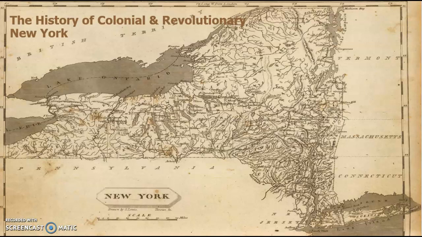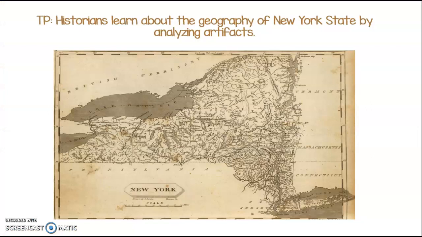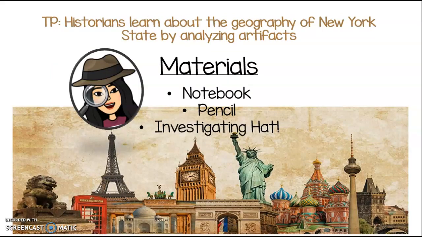We're going to continue our study of the history of colonial and revolutionary New York. Today's teaching point is historians learn about the geography of New York State by analyzing artifacts. For today's lesson, you're going to need a notebook, a pencil, and your investigating hat. So you can pause this video now to gather your materials and also to copy down your teaching point.